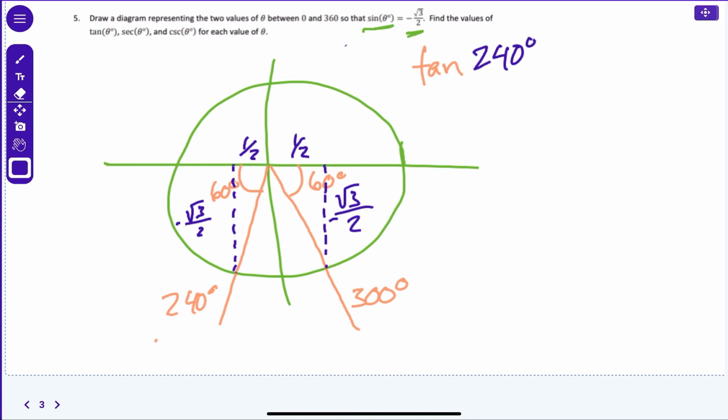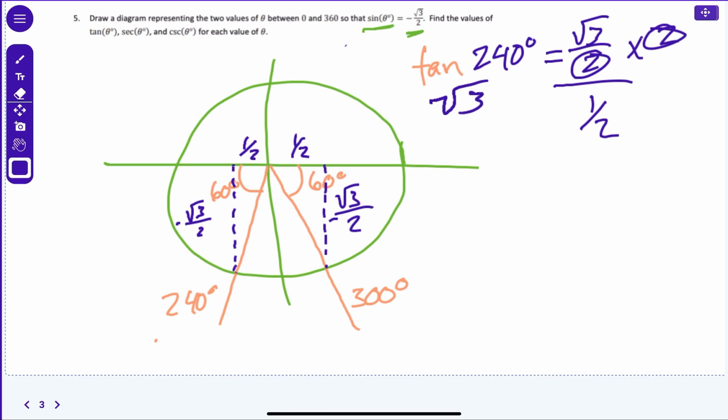So we have a tangent of 240 degrees. Well, that is opposite over adjacent, and that would be the square root of 3 over 2 over 1/2. Opposite over adjacent. Well, how do we divide by a fraction? We flip and multiply, which gives you, if you were to do that, hopefully you know that if we take a half and multiply it by 2, that is 1. So our answer is going to be the square root of 3, is all that's left. Okay, so that's our tangent.